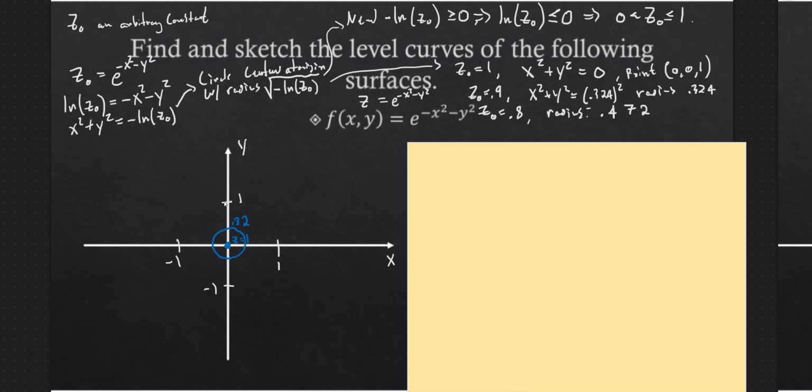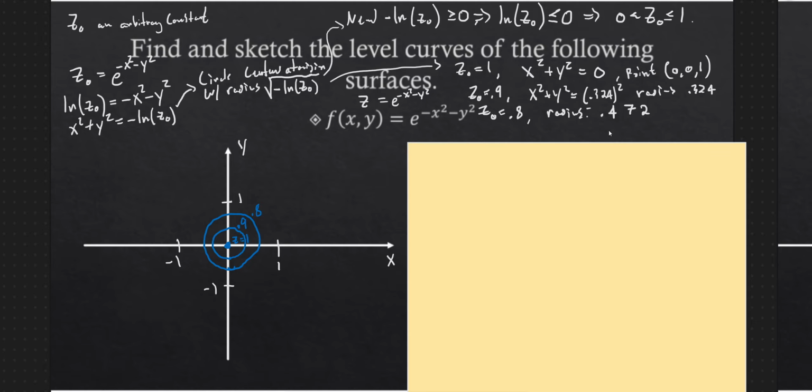And so at z equal to this was 0.32. This was at z equal to 0.9. Remember, label with the heights, not the radiuses. So that was at 0.9. And then here, this is about halfway between 0 and 1. That's 0.8. And let's see, if I go to 0.7, I'll get a little bit bigger.